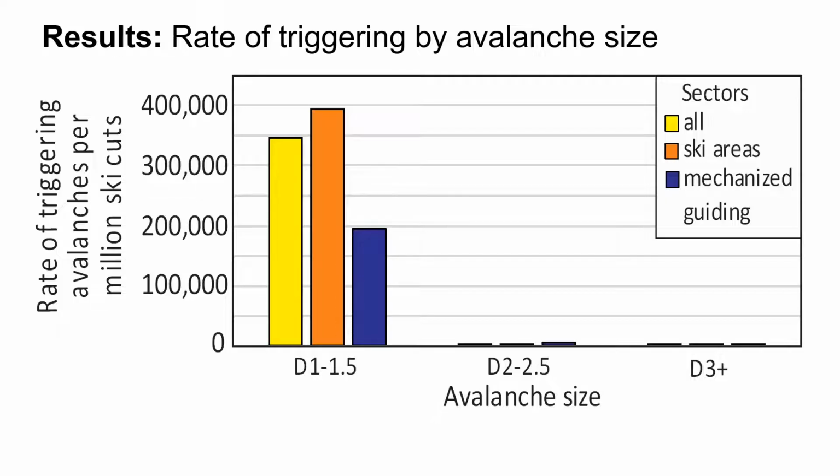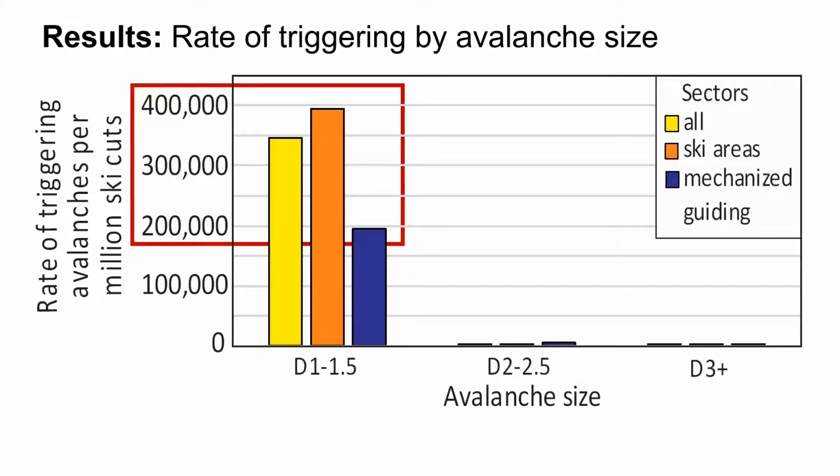On the scale of 1 million ski cuts, about 200 to 400,000 size D1 to 1.5 avalanches are triggered. So the triggering probability for these small avalanches is about 0.2 to 0.4 depending on the sector. That is a high probability because the objective for mitigation by ski cutting is to remove unstable snow by triggering small avalanches. Note that size D1 avalanches are, by definition, relatively harmless.